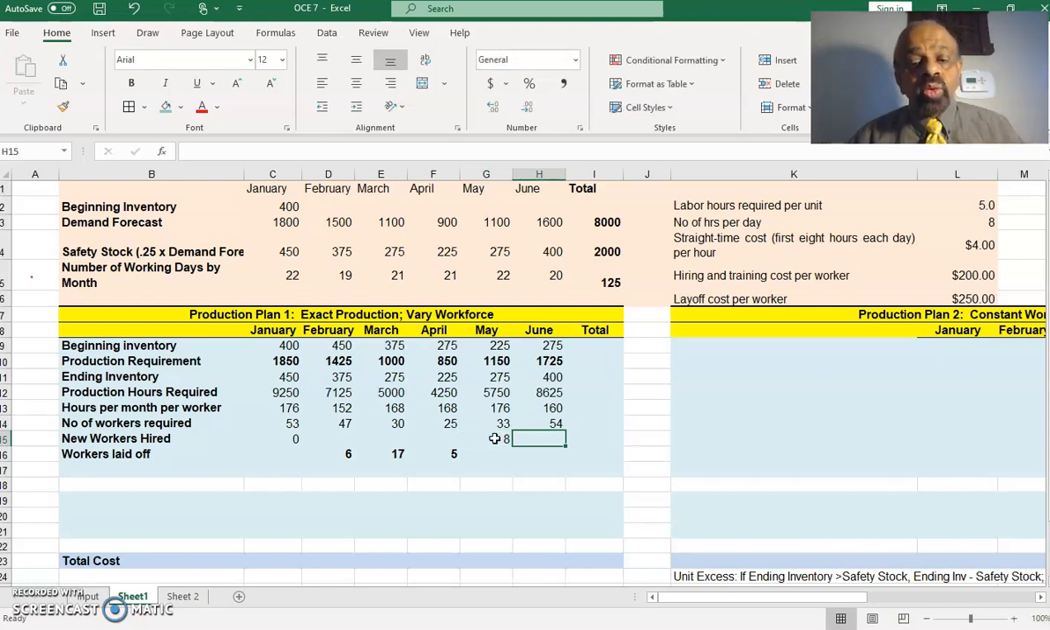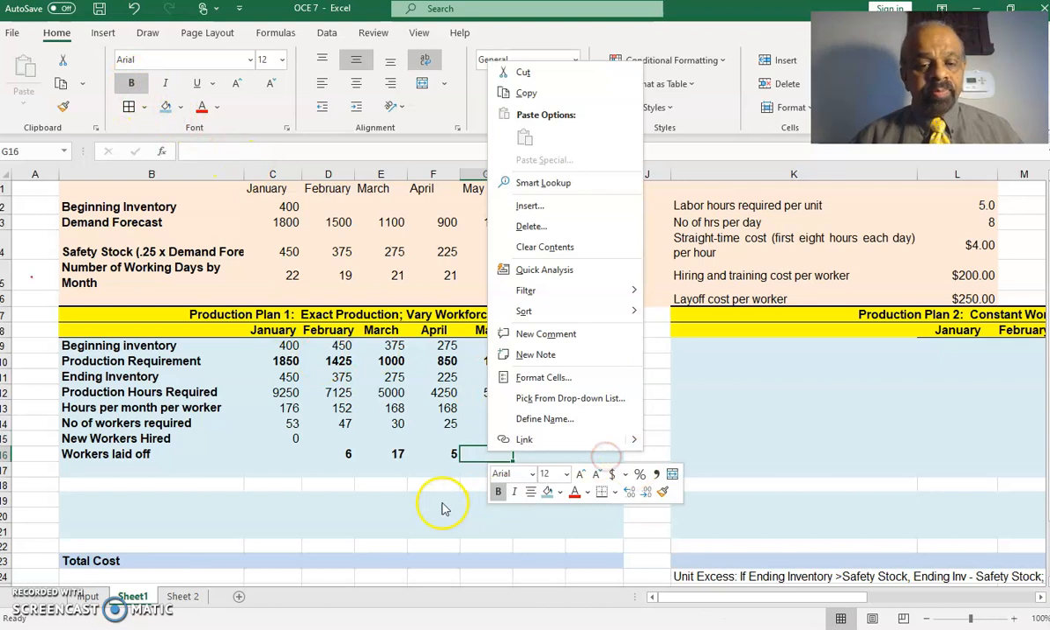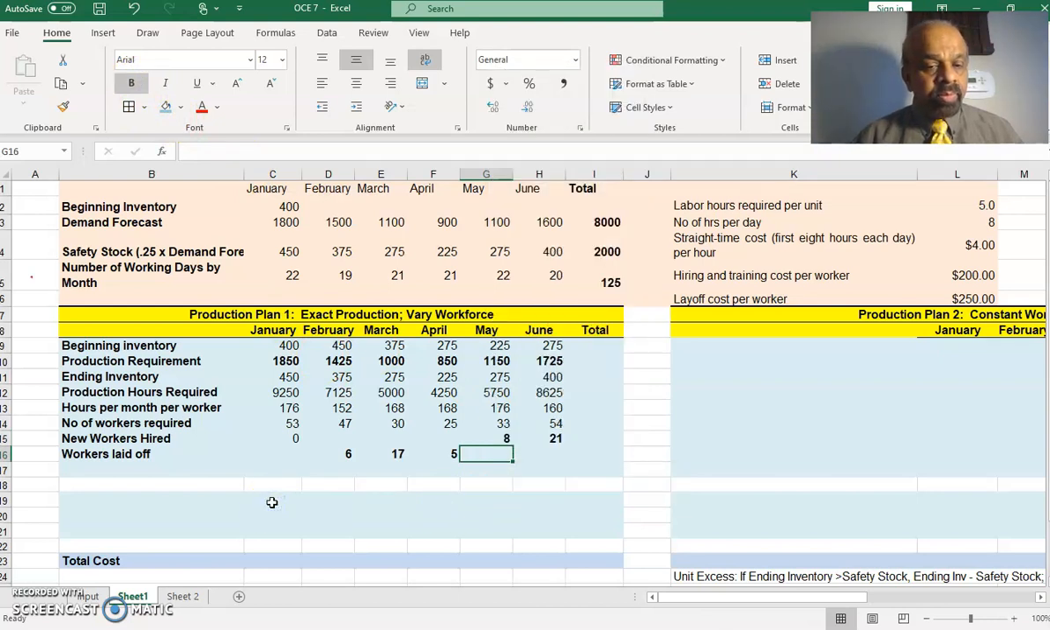And in June, what am I going to do? From 33, I need 54. I'm going to hire 21 more people. Okay? So these are the number of people I'm hiring, and these are the number of people I'm firing.